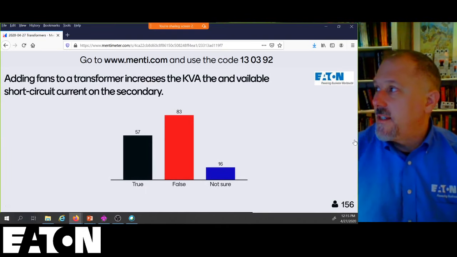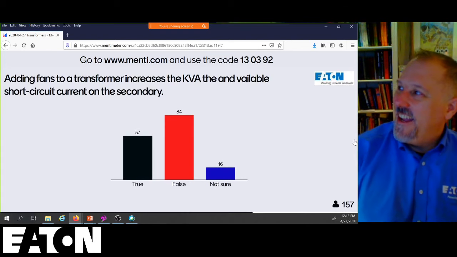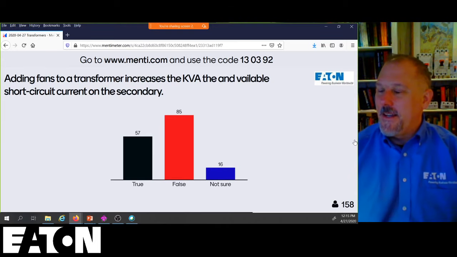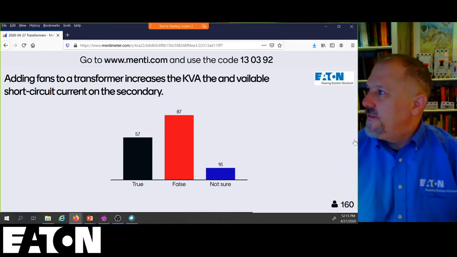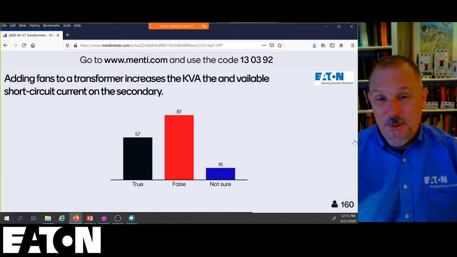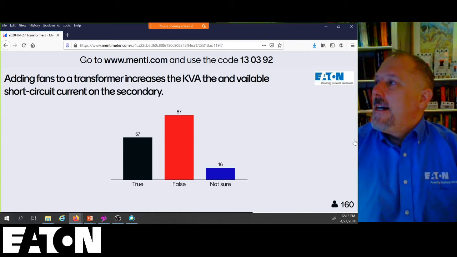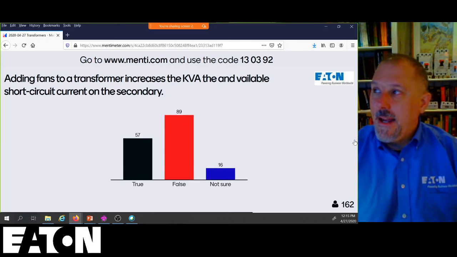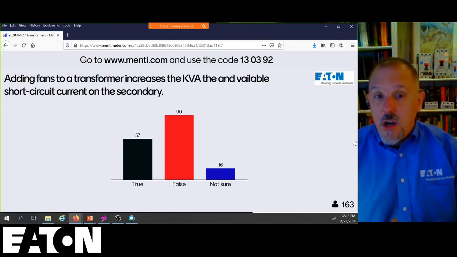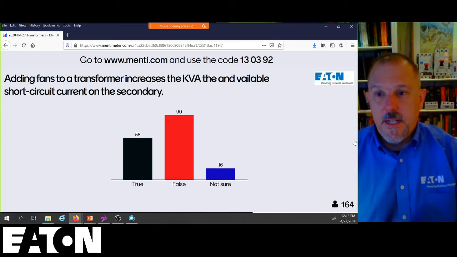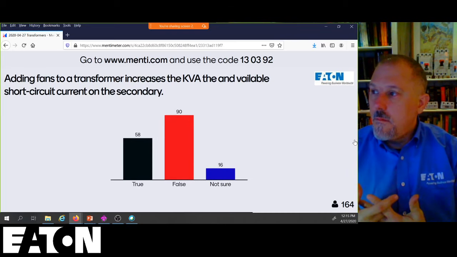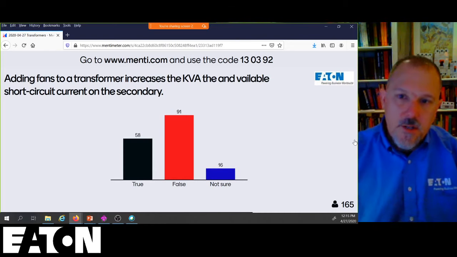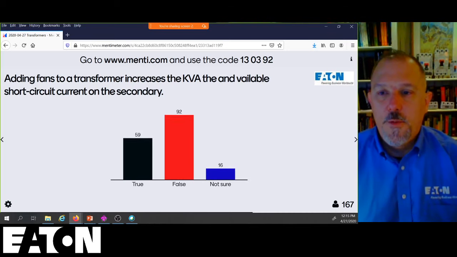Adding fans to a transformer increases the kVA and available short circuit current on the secondary. I can't spell "available." And I copied this from a while ago, so that's been up there a while. And the answer to that is false. So 87 of you got it right. Adding the fans, you can increase the kVA, but we do not calculate the fault current on the secondary based upon that higher kVA rating, based on our earlier discussion. Hopefully that helps you out.